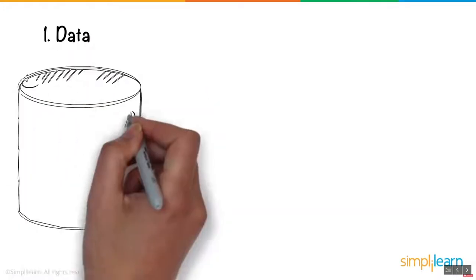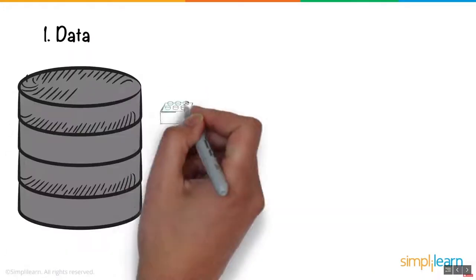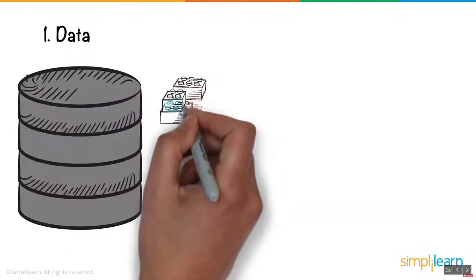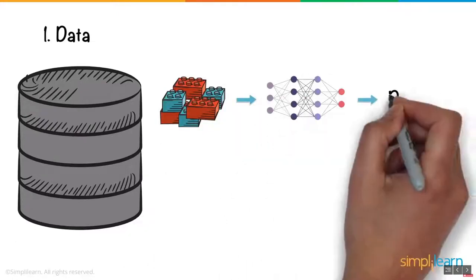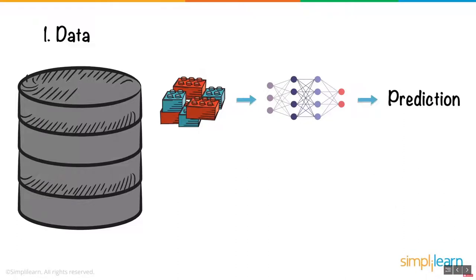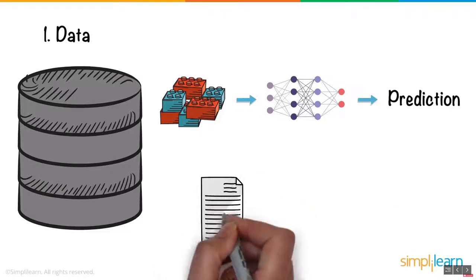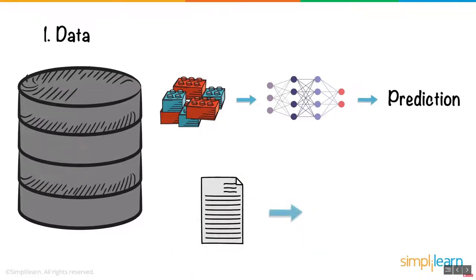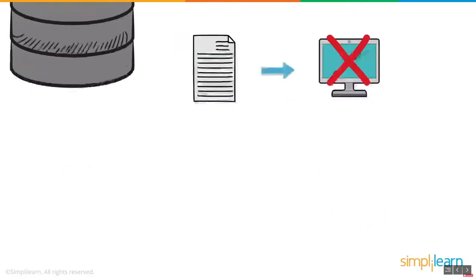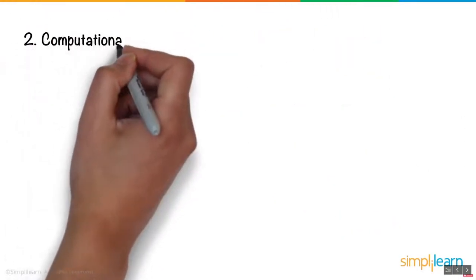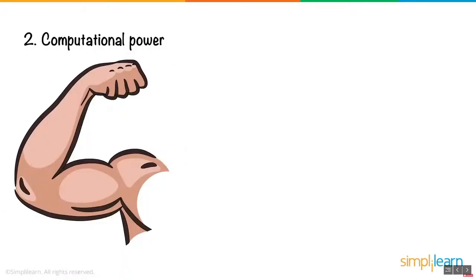The first, as we discussed earlier, is data. While deep learning is the most efficient way to deal with unstructured data, a neural network requires a massive volume of data to train. Let's assume we always have access to the necessary amount of data. Processing this is not within the capability of every machine. And that brings us to our second limitation, computational power.